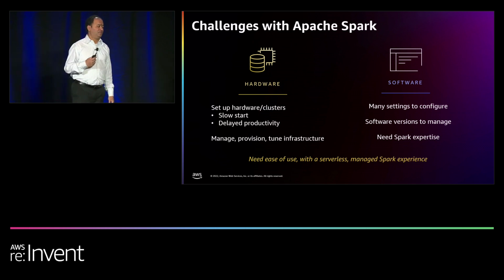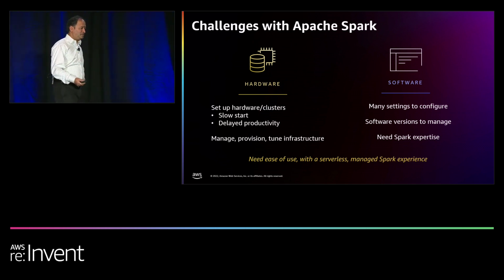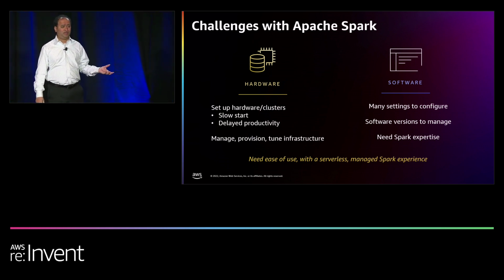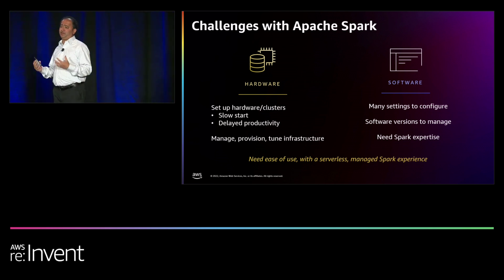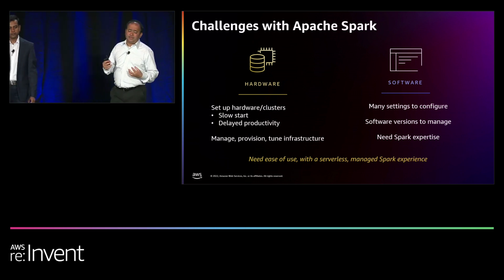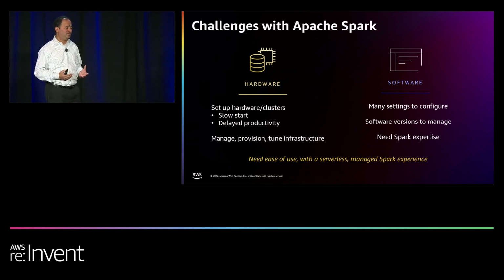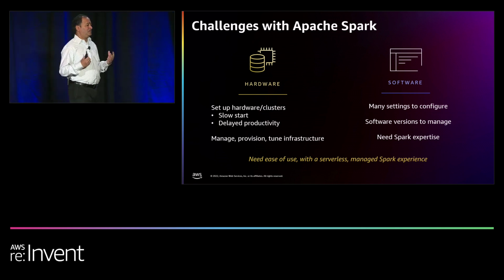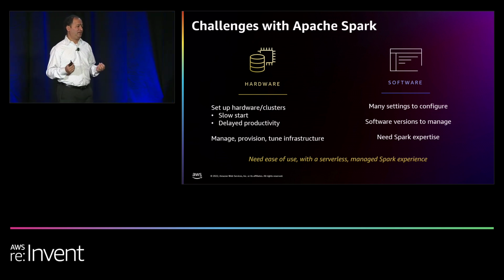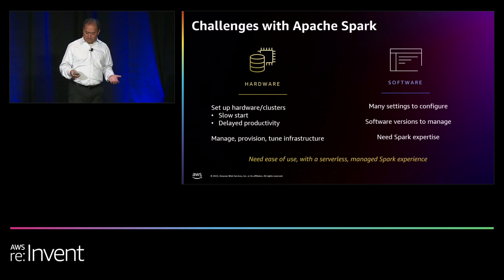In addition, we have software versions. We have software versions of Spark itself, of Python, and of all the ecosystem libraries. Keeping all of this in sync is challenging, and it also requires Spark expertise from our customers, and a lot of our customers do not have in-house Spark expertise. Ideally, they want a fully managed serverless experience for Spark with a minimal amount of expertise to run Spark itself, and we have an AWS service that provides a fully managed interactive experience, which is Amazon Athena.